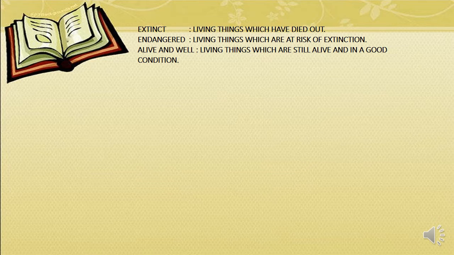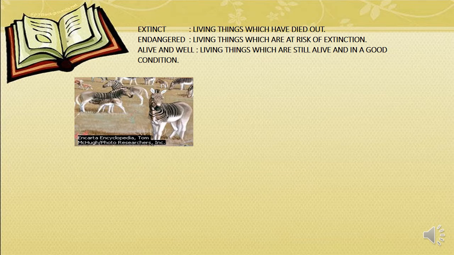Well, after you know about those animals, I want you to know about the vocabularies. I want you to repeat after me. Extinct, endangered, alive and well. Extinct means living things which have died out. Endangered means living things which are at risk of extinction. Alive and well means living things which are still alive and in good condition.